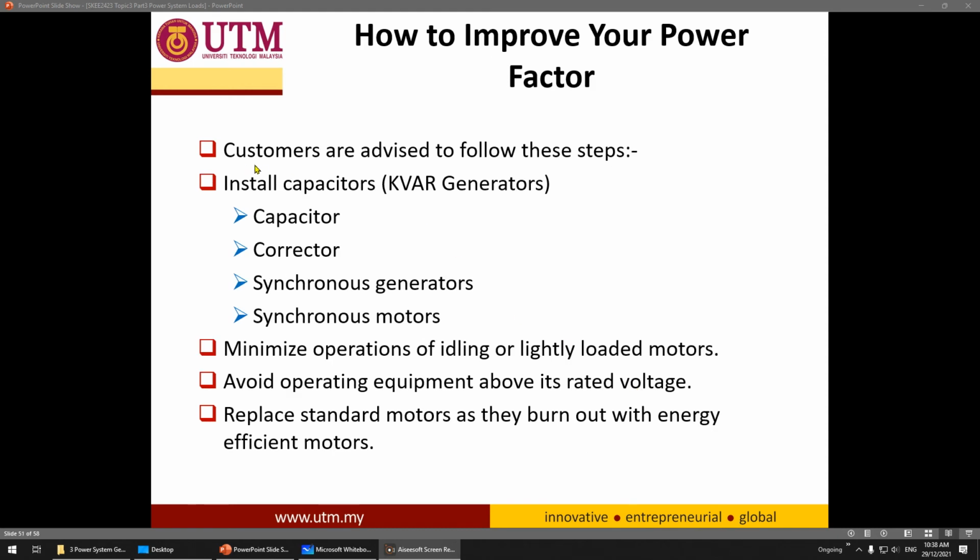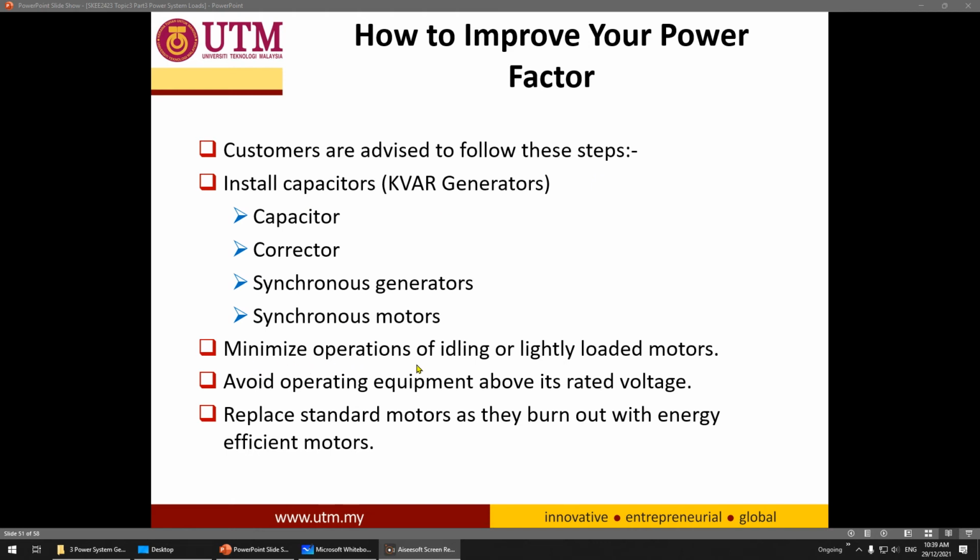So customers are advised to follow these steps: install capacitors, kVAR correctors, or a synchronous generator or synchronous motor. Remember power factor correction: if you increase the capacitor, the power factor will increase. Synchronous generators and synchronous motors are just another way to do power factor correction.